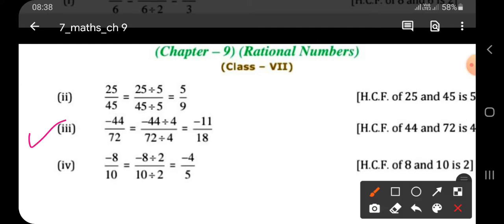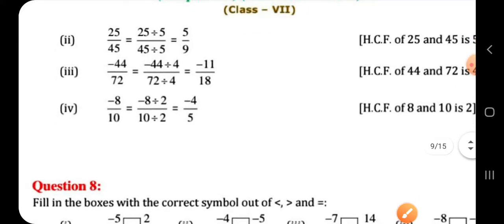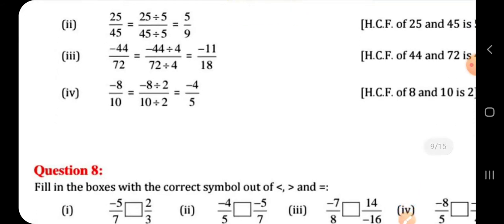Then minus 44 upon 72. This 44 you can divide by 4, and 72 is also divisible by 4. So after division you will get minus 11 upon 18. That is the answer. Last one is in the homework.